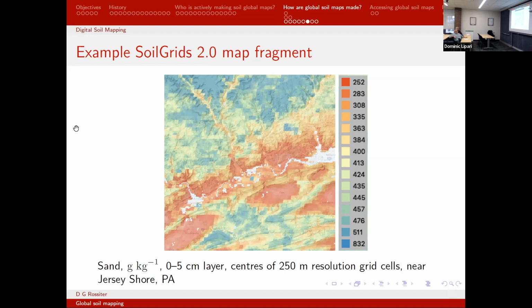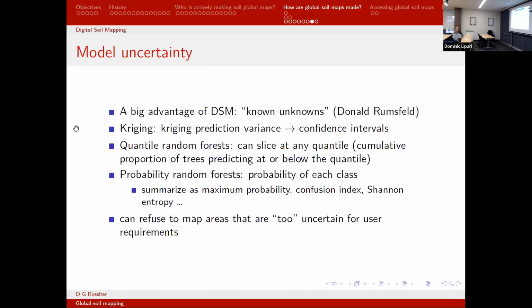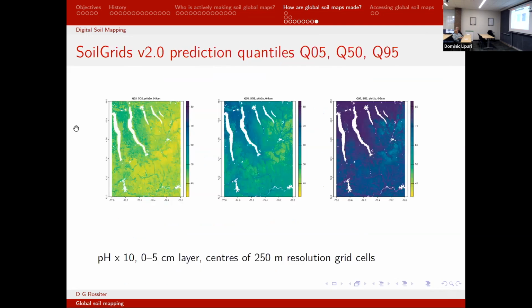So it's not bad, but look at these things up here. There are definitely some artifacts. This is not right. I know this area. There's no sandstone outcrop or something that's making this one little square with this really high amount. So that's not right. You see the problem. We're doing this mechanically, but all in all, it's all right. So the model uncertainty, I mentioned this. You could refuse to map areas that are too uncertain if you wanted to, and that's one of the big advantages of this.